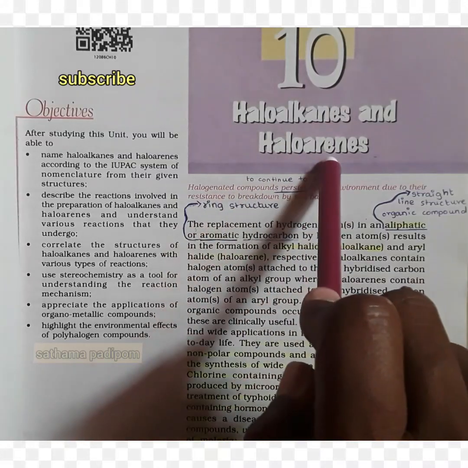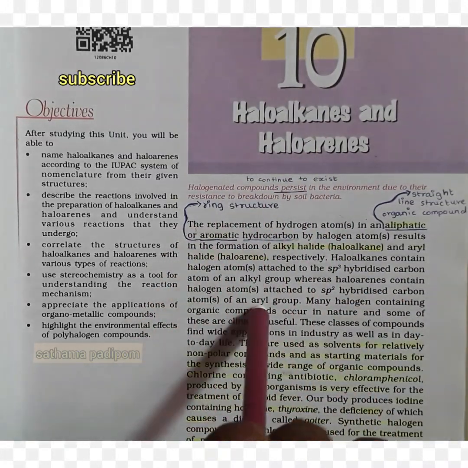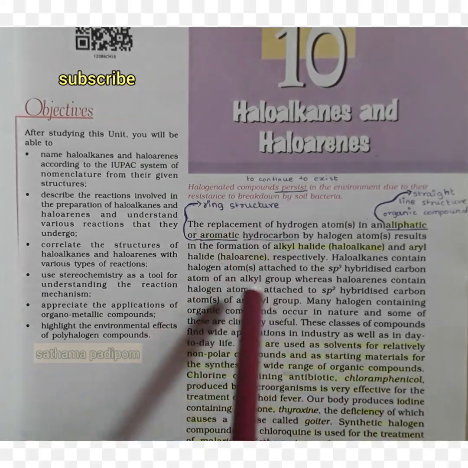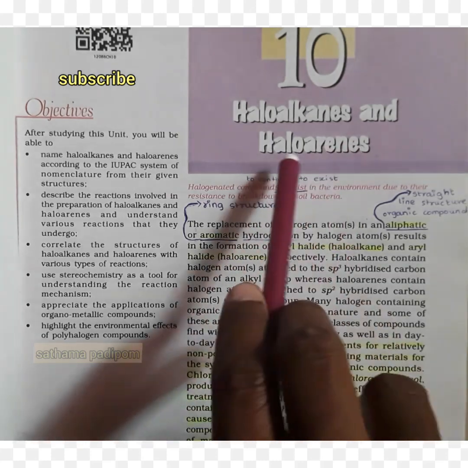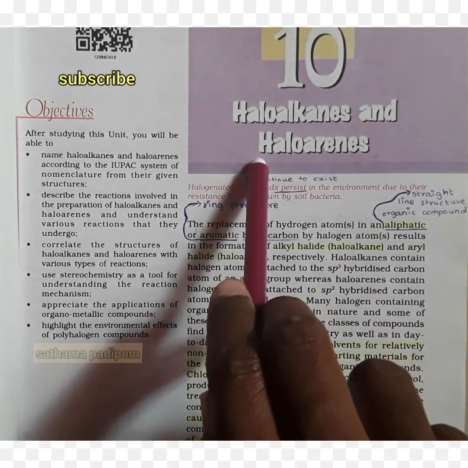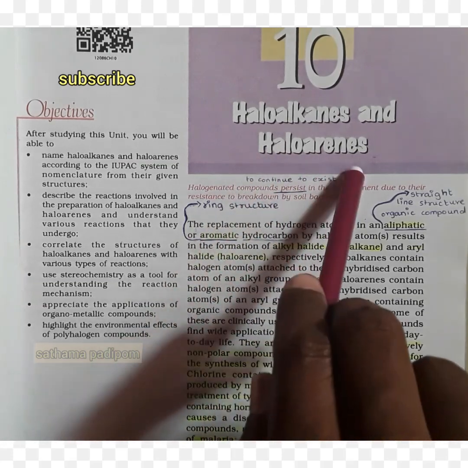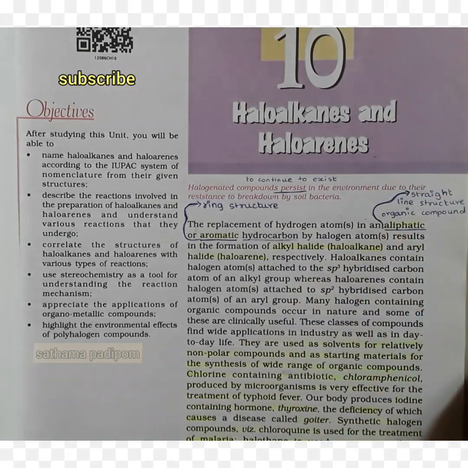And haloarenes, aryl group. Okay. So what is that? Benzene ring structure, aromatic structure. So that is arene. And an aromatic structure which has halogens is called haloarenes. This is just a simple explanation about haloalkanes and haloarenes.